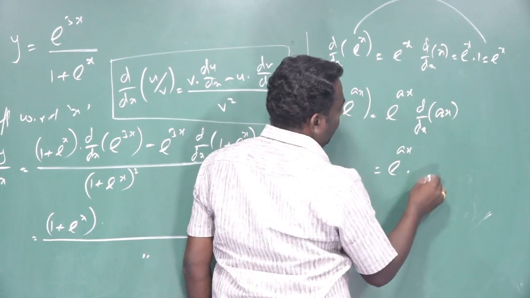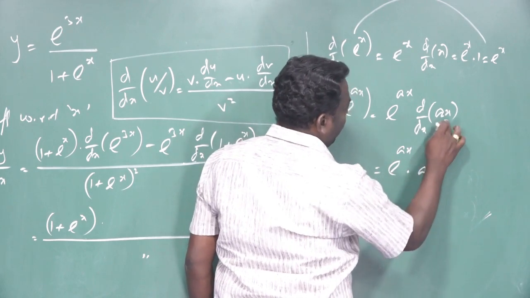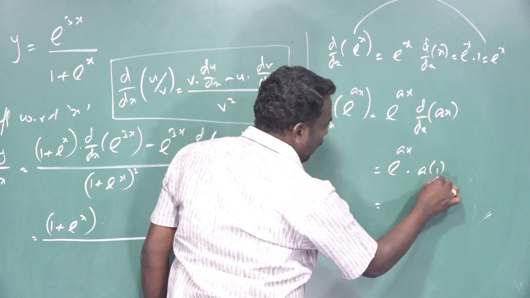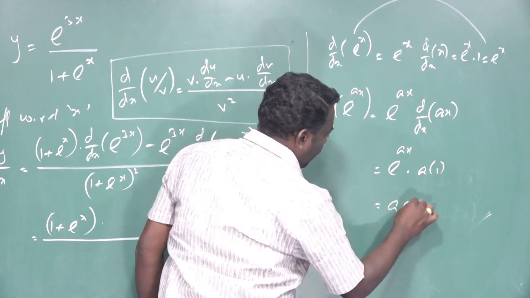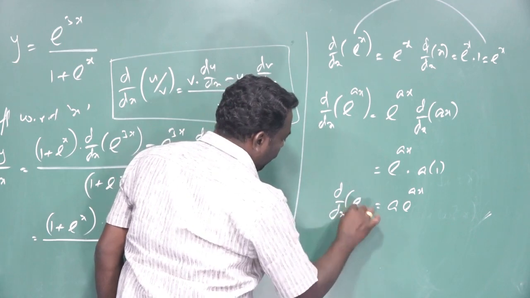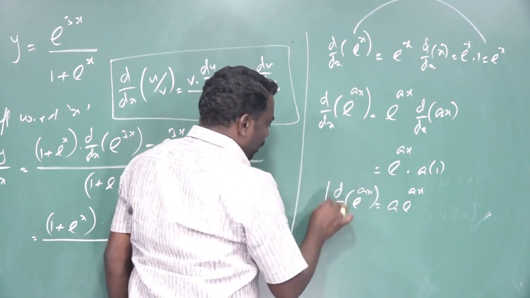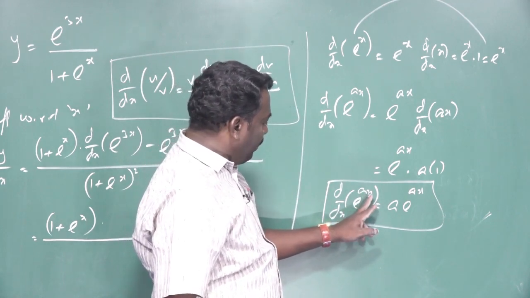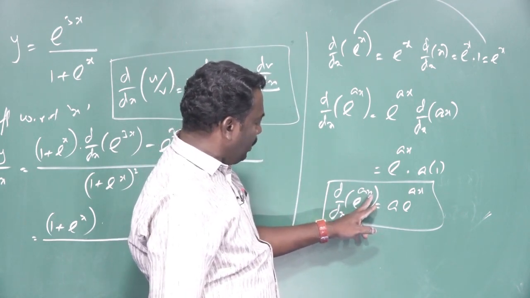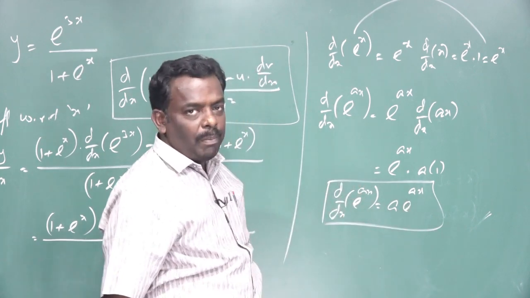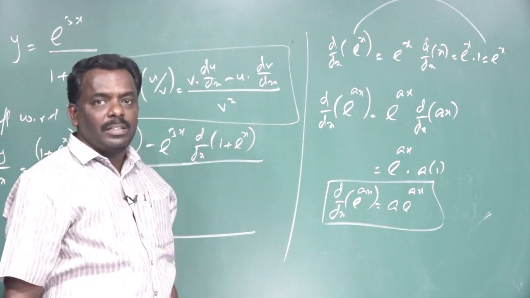a is a constant coefficient, as it is, differentiation of x with respect to x is 1, that is equal to a into 1, that is a into e power ax. That is d by dx of e power ax. Simply we can say that for e power ax, the coefficient of x is a, so it is a into e power ax. It is the direct formula for e power ax.